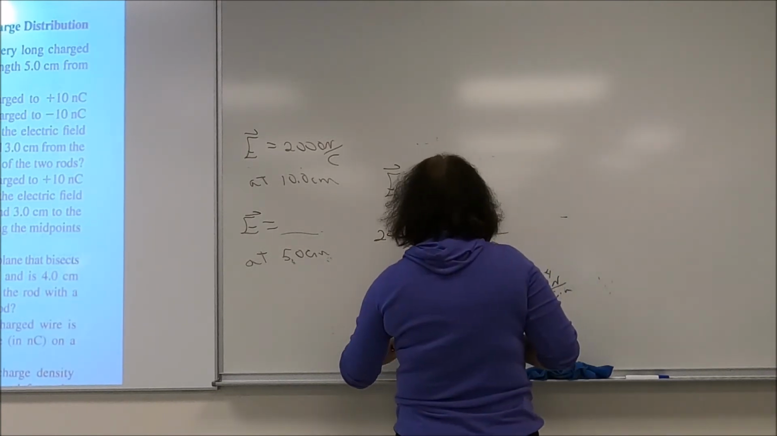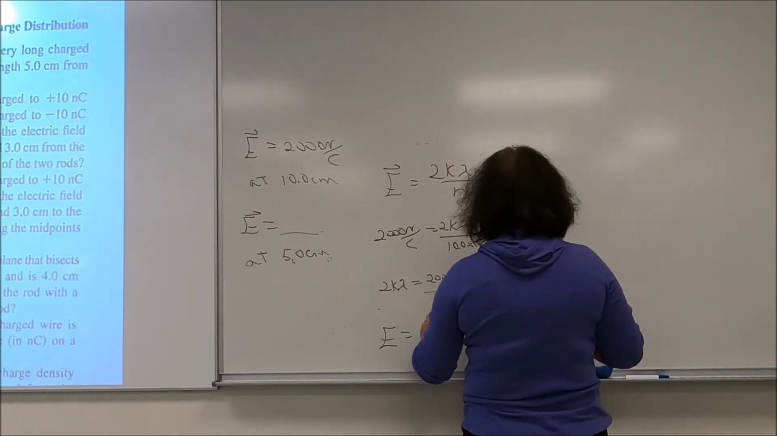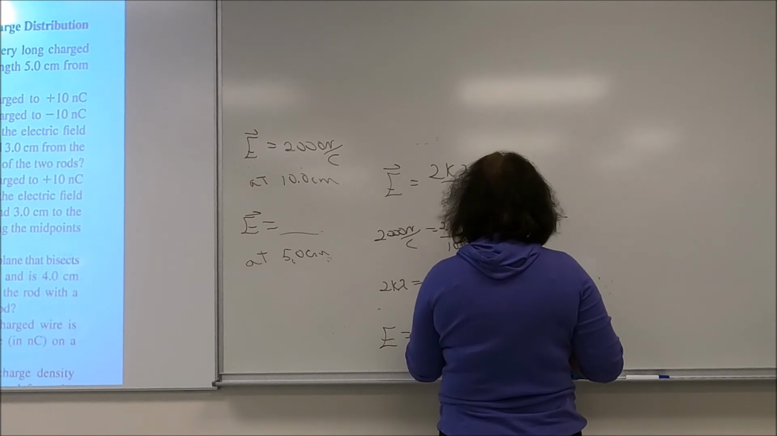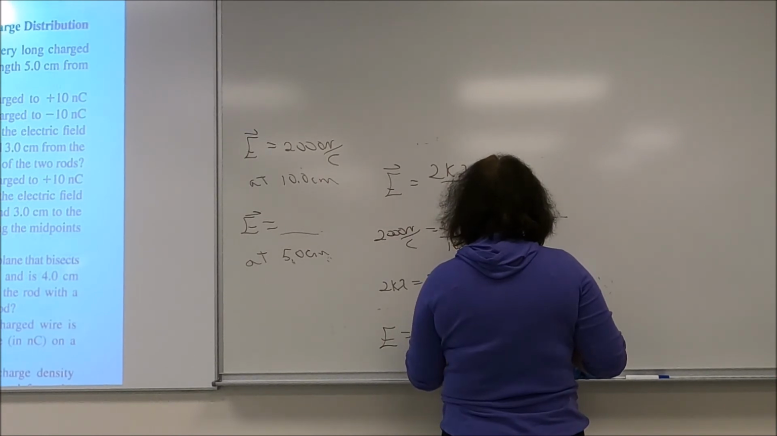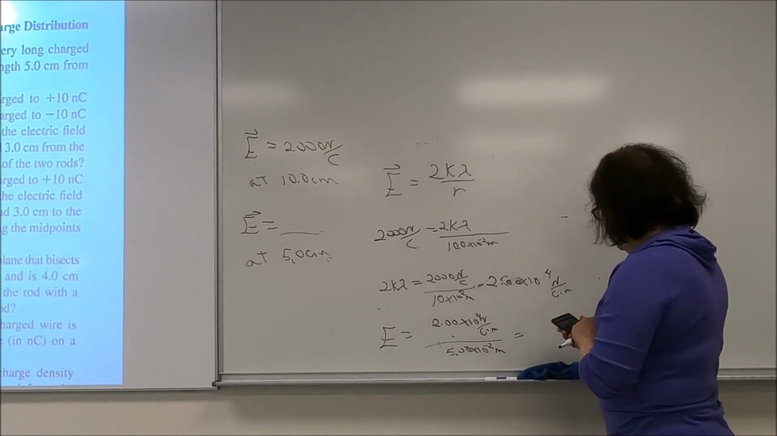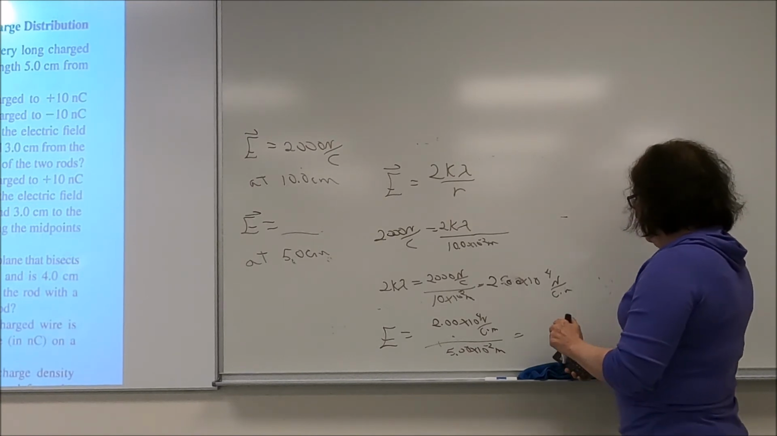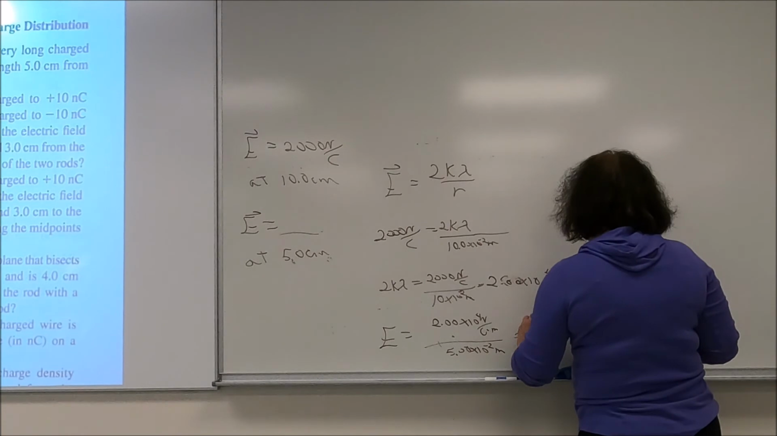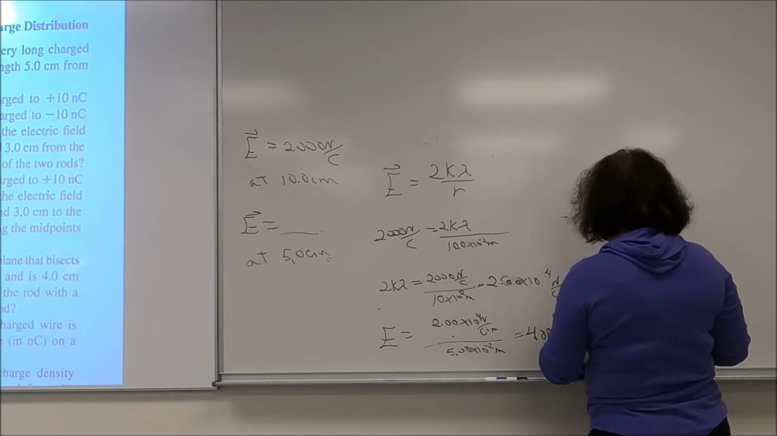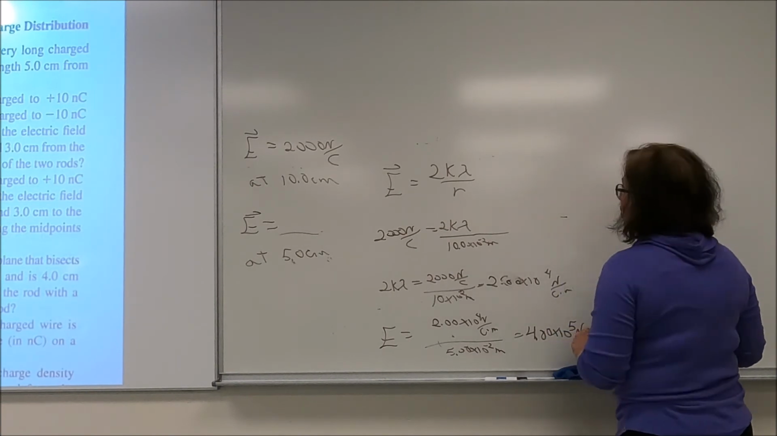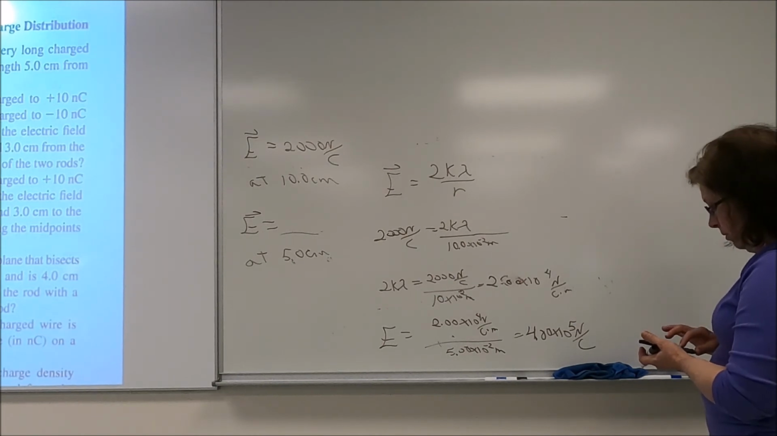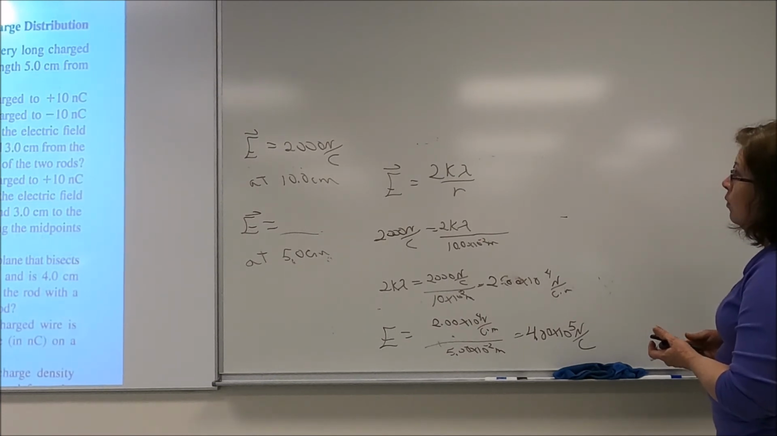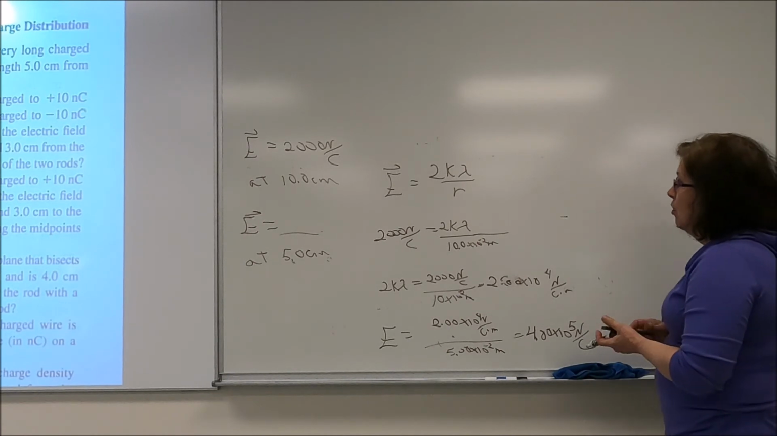And I want to know the strength of the electric field when I'm at 5 centimeters. So I just have to go 2.00 times 10 to the 2 newtons times meters per coulomb divided by 5 times 10 to the minus 2 meters. So I get 4.00 times 10 to the 3 newtons per coulomb. So when we were in closer, we got something that was stronger.